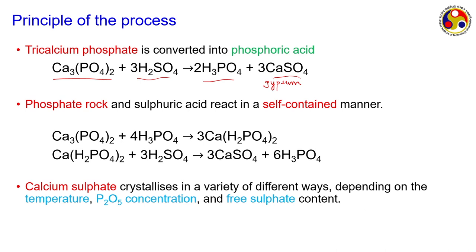The only issue in all this process is that it has been said that almost 5 tons of gypsum is produced for each ton of phosphoric acid, H3PO4. So now imagine, how much of this gypsum is produced?